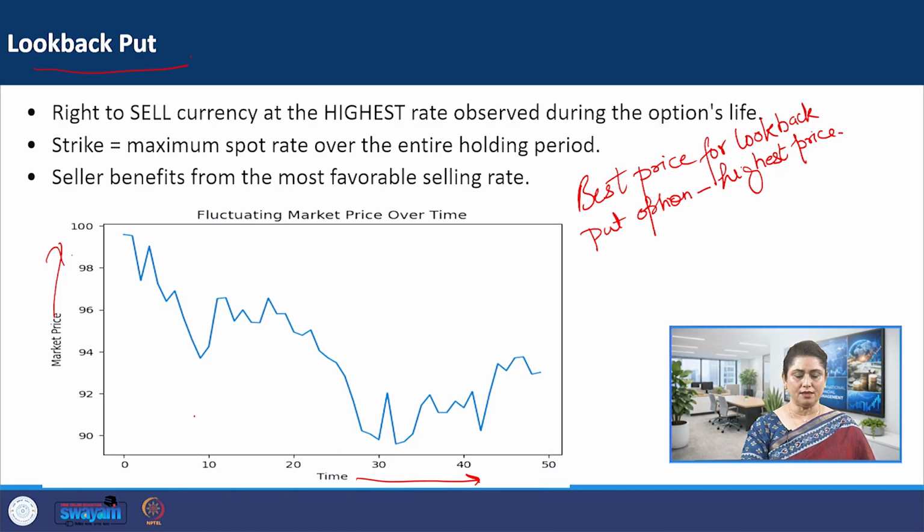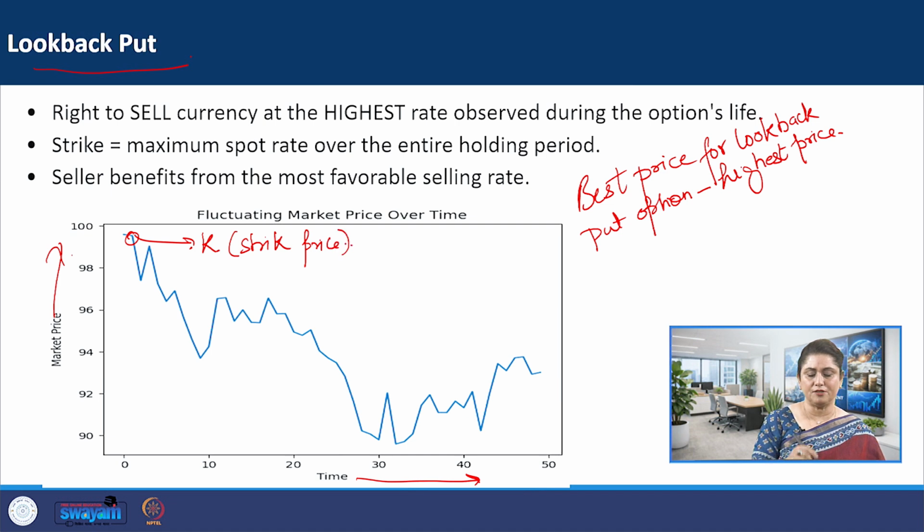Now, if we see here which is the highest price, this comes out to be the highest price, and it is K. So, after the expiry of the option, if we have to find out what our strike price is, then K will be our strike price. So, the seller benefits from the most favorable selling rate.